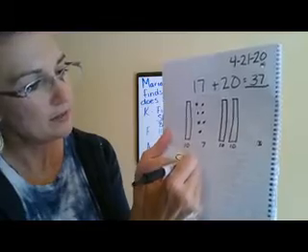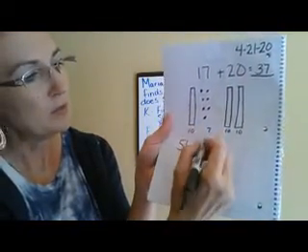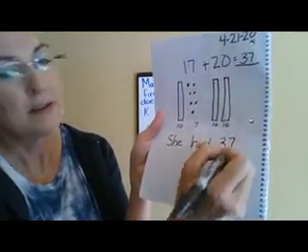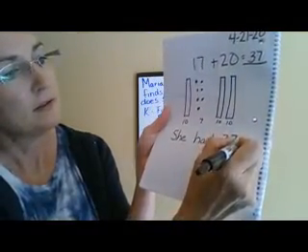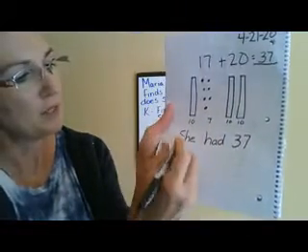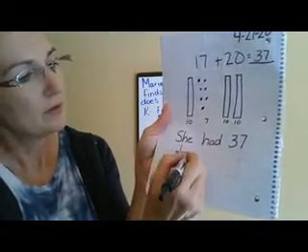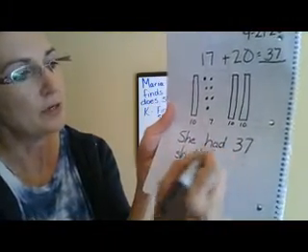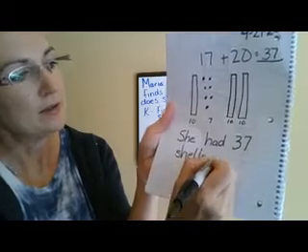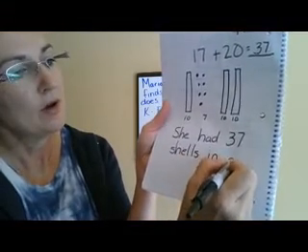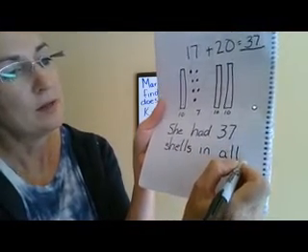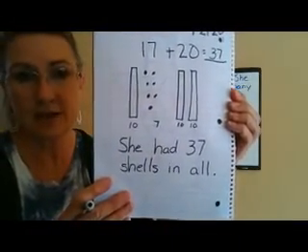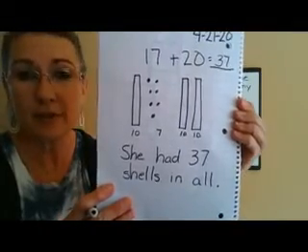Then I'm going to write a sentence. She, and put space between my words, had 37. I don't know if I have enough room right there, so I'm going to come down to my next line. That's not a capital, because that's not the beginning of my sentence. She had 37 shells in all. And then I'm going to put my punctuation at the end. Okay, so do you see how we did that? Okay, so that's our work together one.